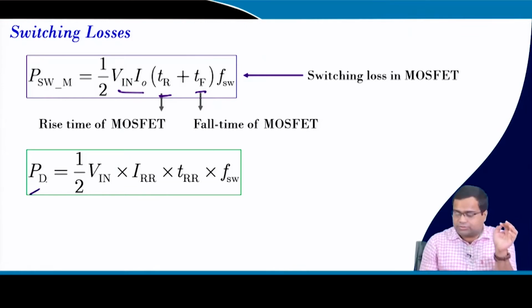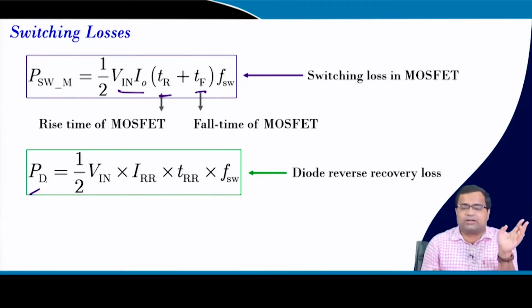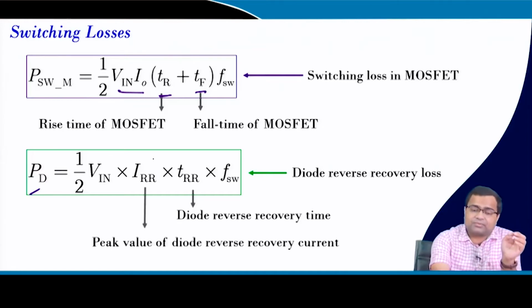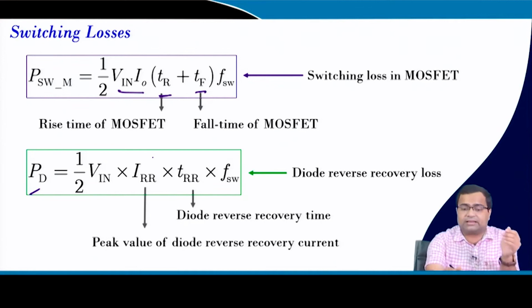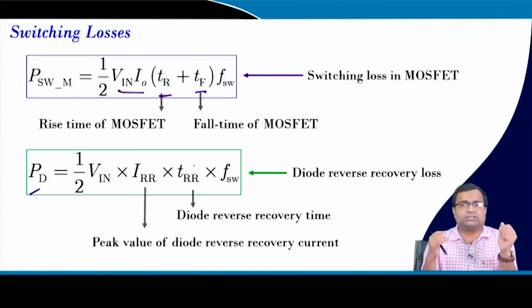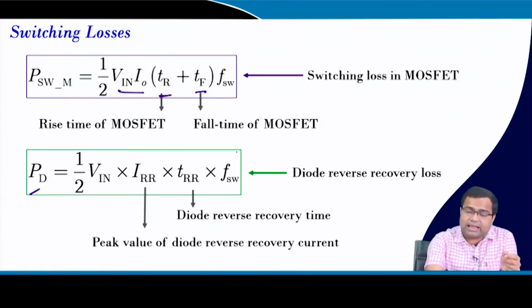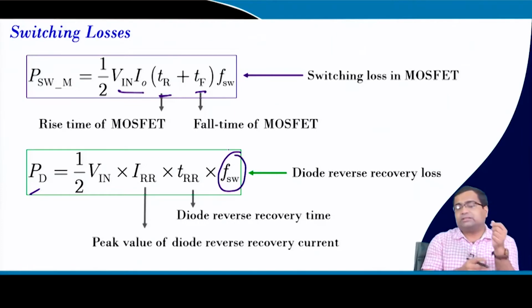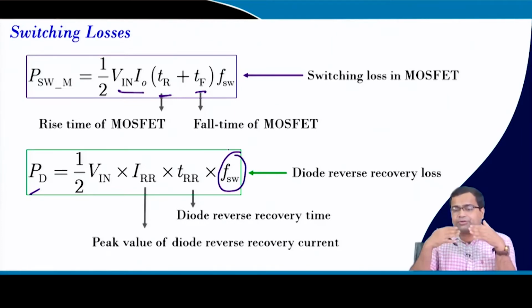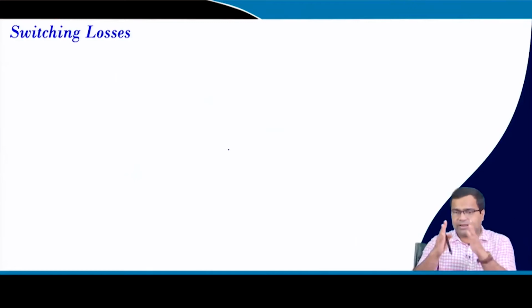Then the diode reverse recovery loss, which corresponds to the input voltage, the reverse recovery current, and the reverse recovery time. If the diode has a larger reverse recovery time, then more losses will be there. But it depends on the switching frequency, that means how often you turn on and off this diode. So, the reverse recovery process will happen more frequently if you increase the switching frequency for a given interval of time.